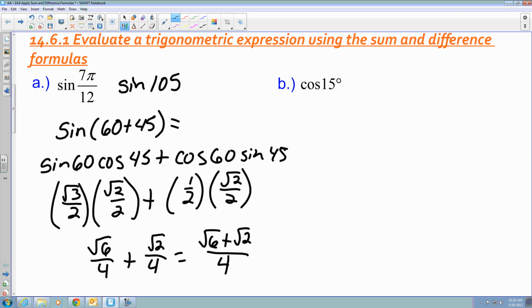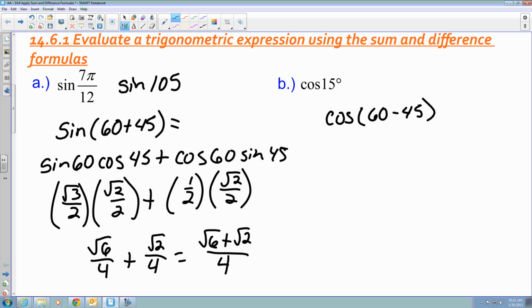Okay, let's take a look at example B. So here I have the cosine of 15 degrees. So I could use one of two things. I could take 60 minus 45, which will give you 15, and also 45 minus 30 will give you 15. So you can use either or. So for this instance, I'm going to say let's use the cosine of 60 minus 45.